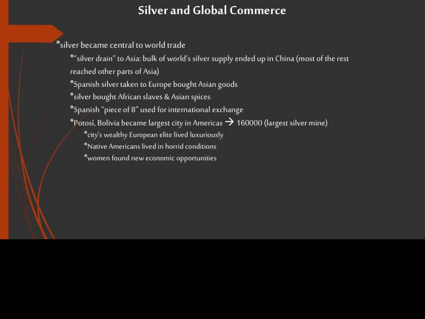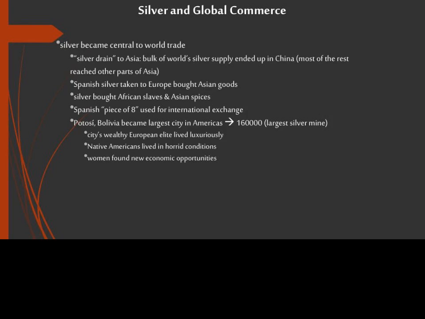And so we see a silver drain to Asia. The bulk of the world's silver supply ended up in China. Most of it actually reached other parts of Asia. But the Spanish silver brought to Europe was used to buy those Asian goods. Silver bought African slaves, Asian spices. I told you about the Spanish piece of 8, that coin. It was basically international exchange.